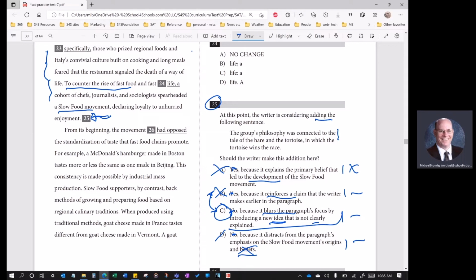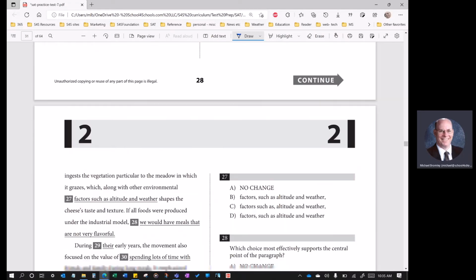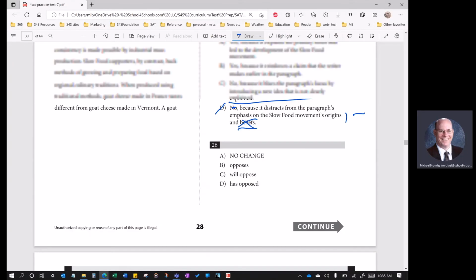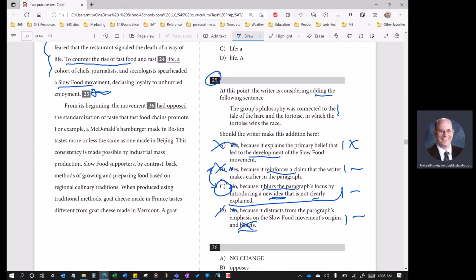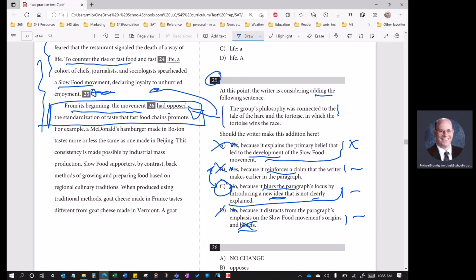Okay, the next one the student asked about is 27. And again, just to reinforce what we did here, we built context. You've got to have context, right? I looked at a concluding statement here because remember, this is not a good conclusion, because from its beginning, the movement had a pose. If it was a good concluding statement, it ought to transition well into the opening sentence of the next paragraph. And it certainly doesn't do that. That's another way to decide.